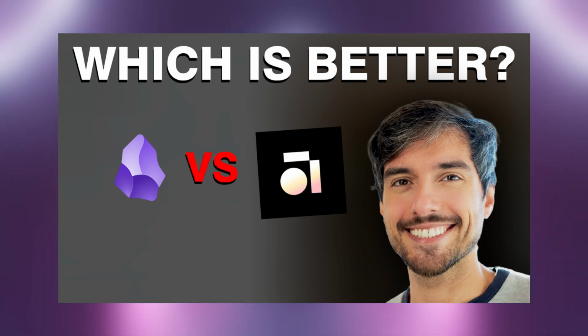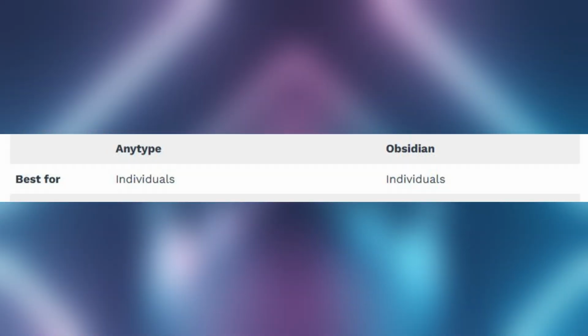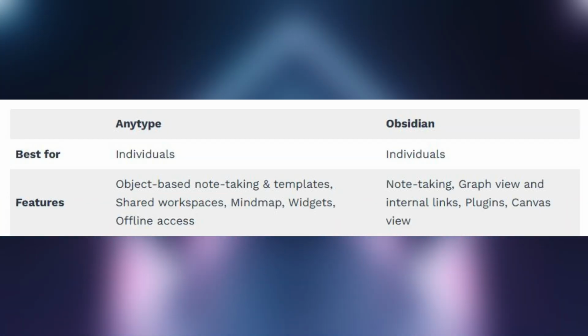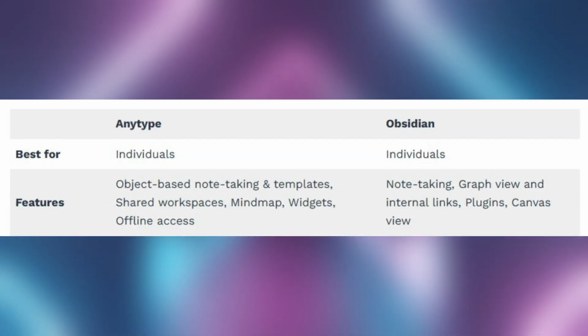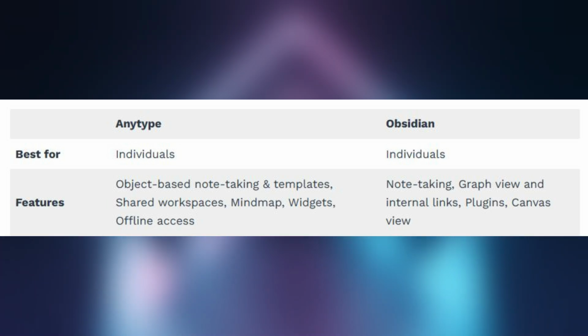Here's a full-on comparison between Obsidian and Anytype. Following are a few key differences between Obsidian and Anytype. Although both of them are best for individuals, here are some key differences between Obsidian and Anytype. The features differ by object-based note-taking, templates, shared workspaces, mind map, widgets, and offline access for Anytype.